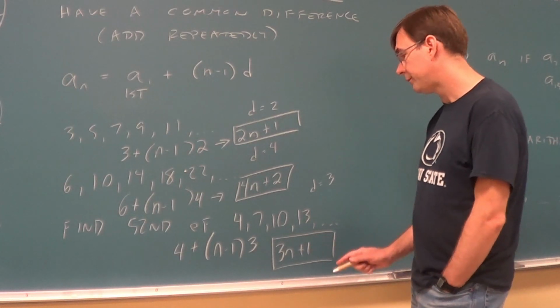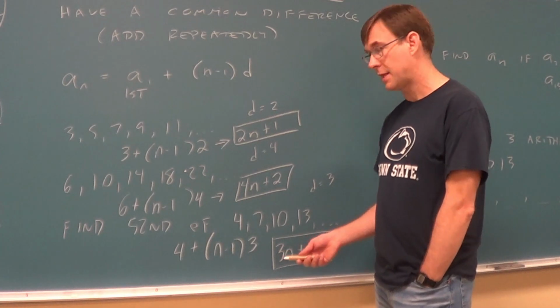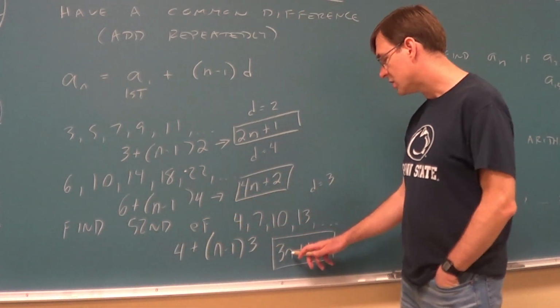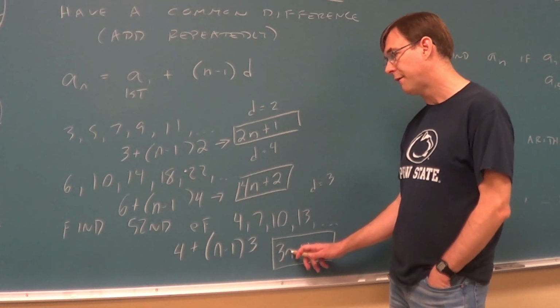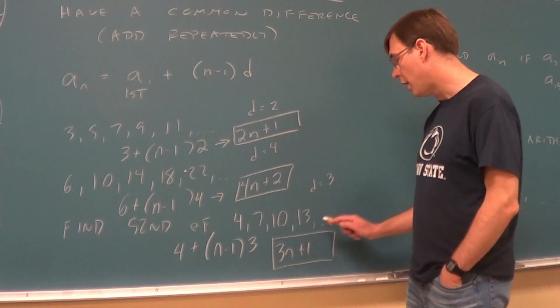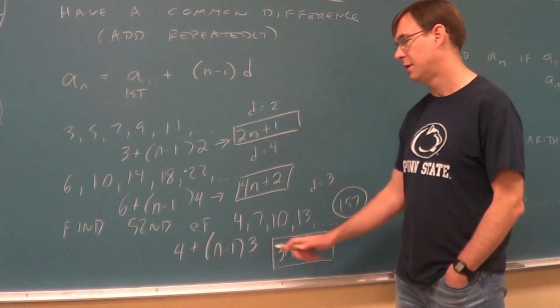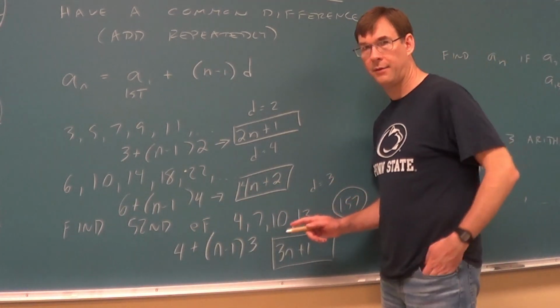So if we can figure out the general term, now we have the ability to do anything they ask of us. If they want the 52nd term, you just have to plug 52 in for n. Take 3 times 52, which is 156. Add the 1. Eventually we'd end up getting 157 as the 52nd term of this sequence way down the line somewhere.